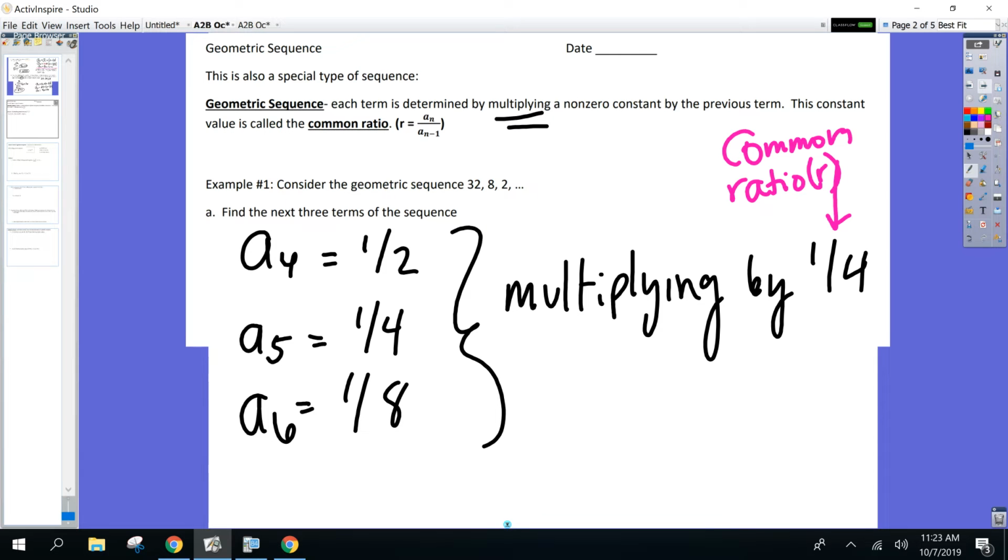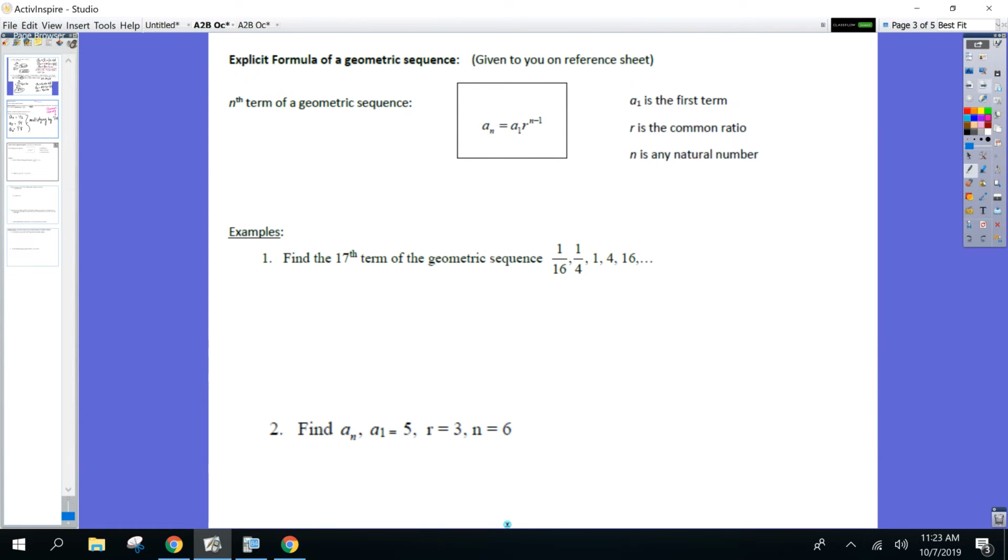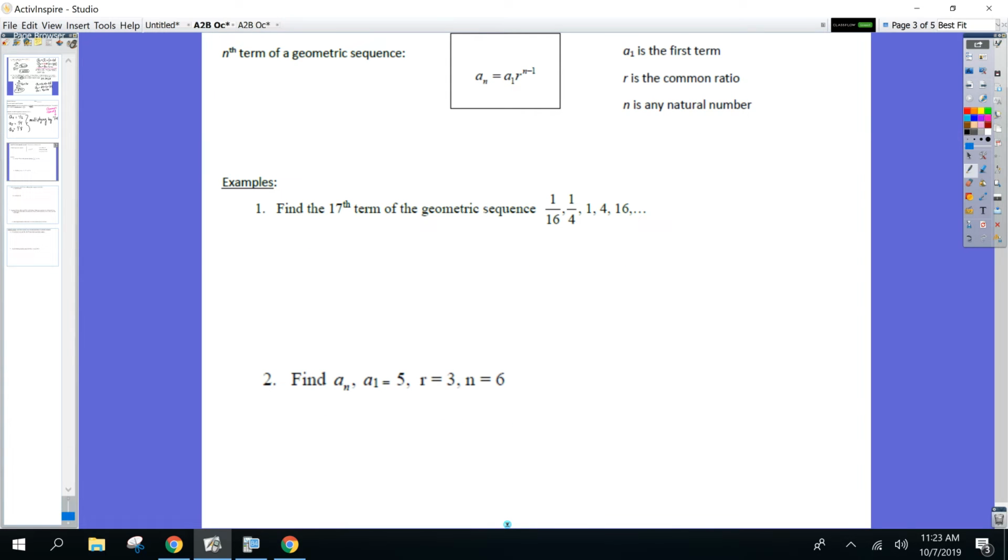Let's use it right now to find the 17th term of this sequence. Find the 17th term. Geometric sequence, a sub n equals. Read it off for me. What's the formula I got to use?